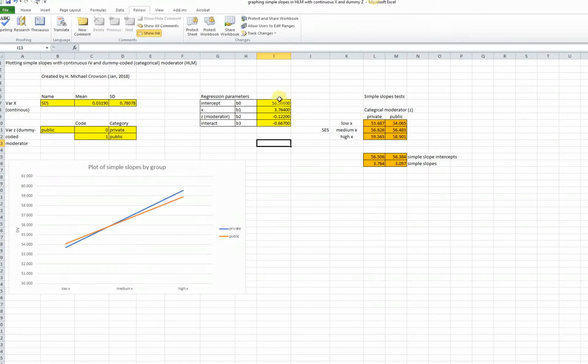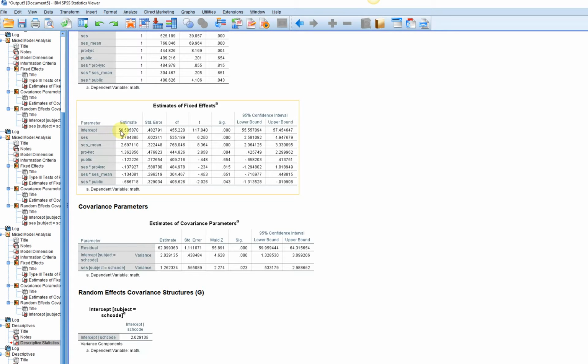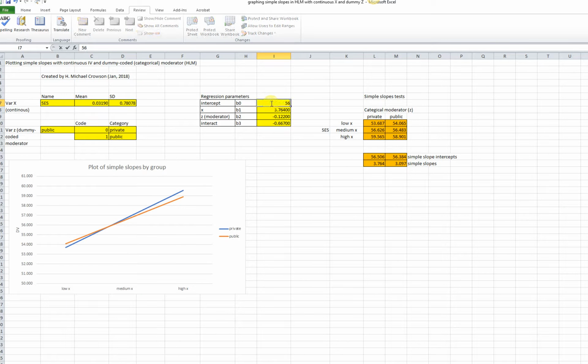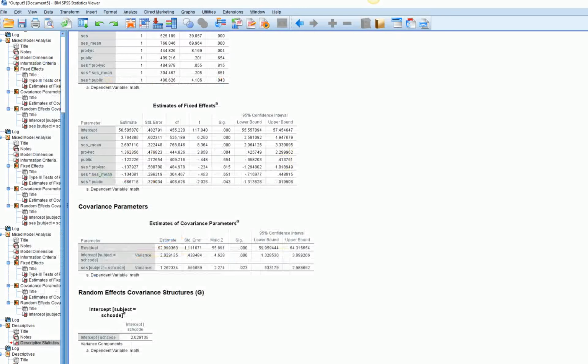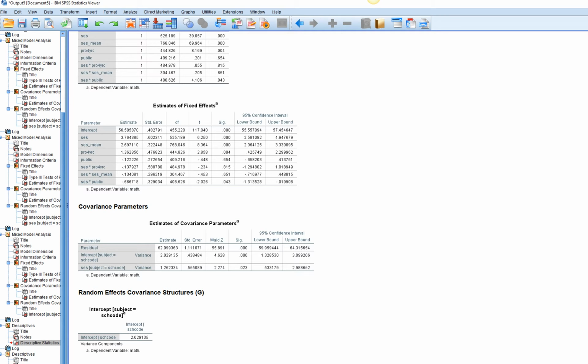Over here, these are the regression parameters from the multi-level model. You'll see I have the intercept, which is 56.506. There it is. The X variable I treat as the focal predictor. And so all I did was go to the SES and obtain the regression coefficient from that, which is 3.764, and typed it in there.